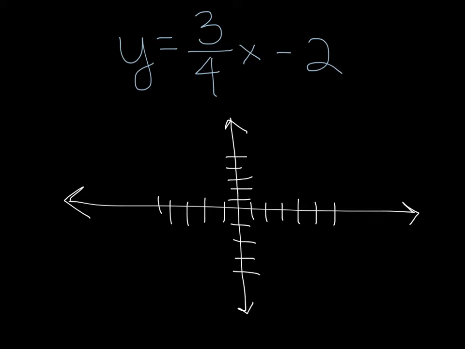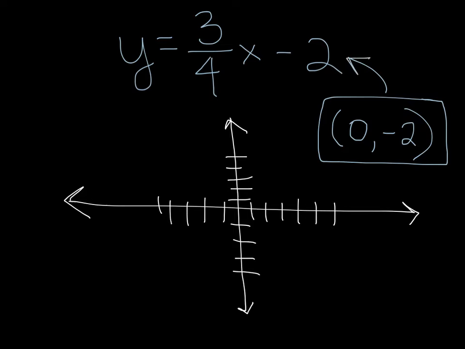So you first want to plot the y-intercept. Well, we know that the y-intercept is -2. So that means that our x is 0 and our y is -2. So this would be how you would write out the point of your y-intercept. So we're first going to graph that point. So it's (0, -2), so it's right here.